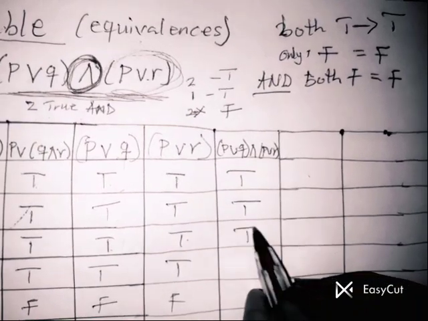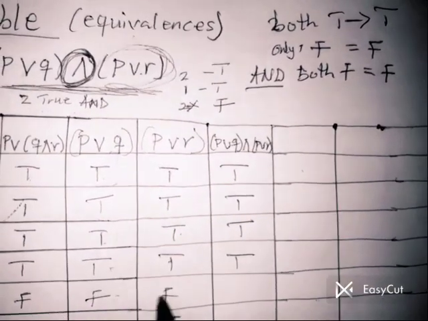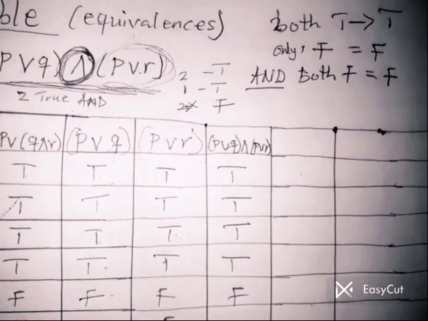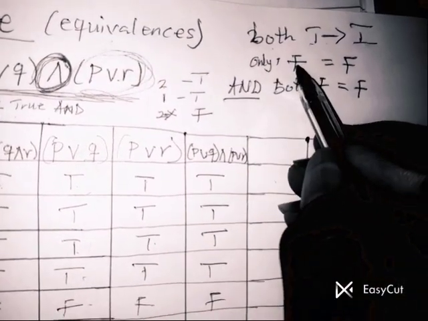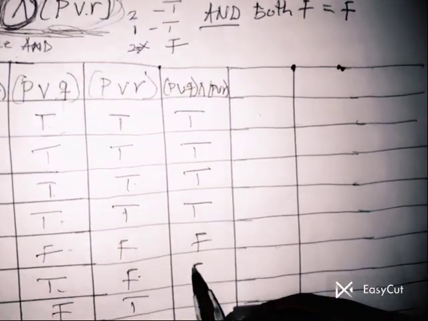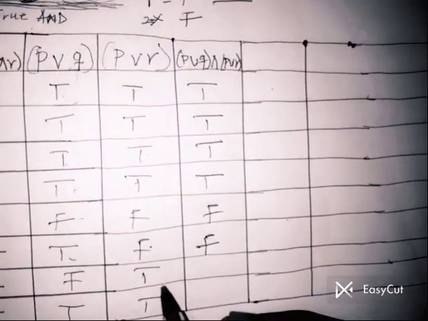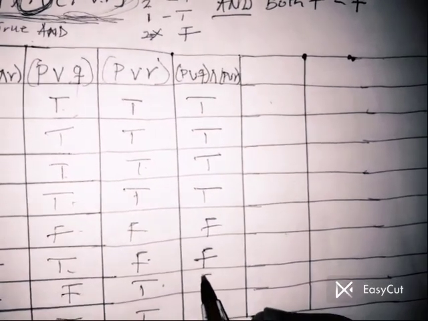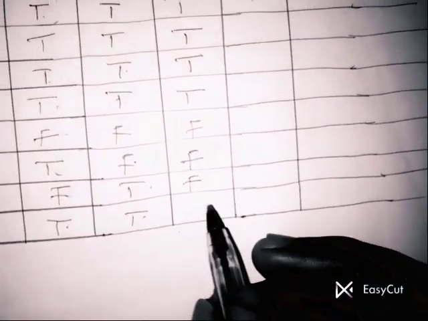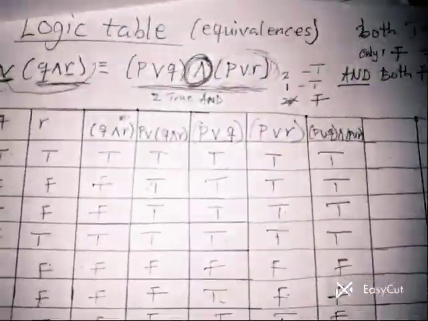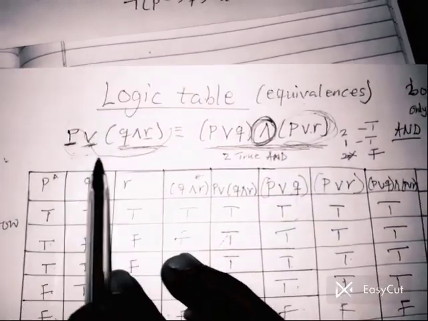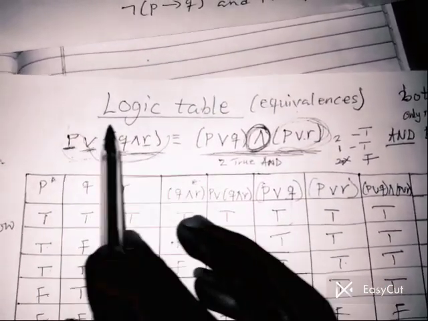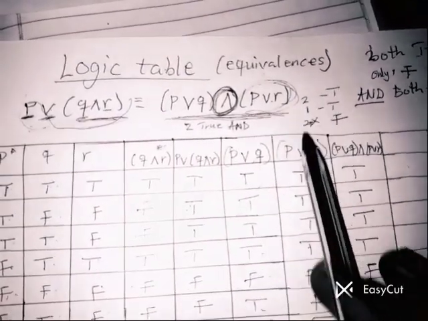True, true will be true. True, true, true. False, false, false. True, false. You know, both must be true for it to be true. If one is false, it is false. So here is false. Then false, true will be false. True, true will also be true. So now for us to check the equivalence of this logic table, we must look at all the answers we get here for this one and for this one. Then we will compare it.